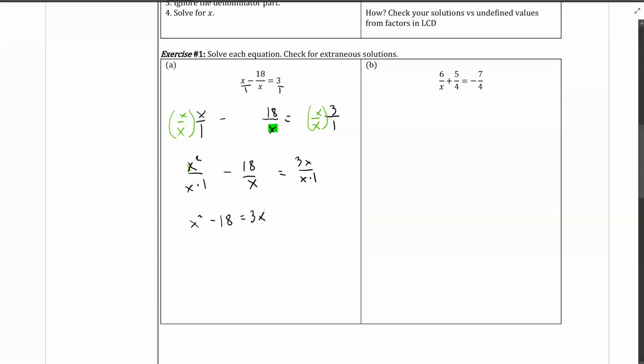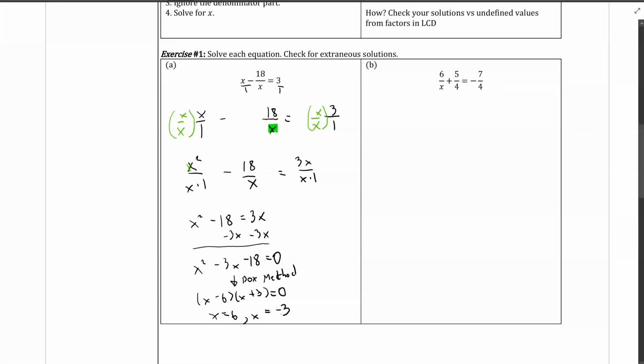At this point, by subtracting 3x from both sides, we have x squared minus 3x minus 18 equals 0. And now that we have a trinomial, we can use the box method. I'm going to skip the work for the box method, but we use it to factor this, which turns into x minus 6 and x plus 3 equals 0. And so this gives us x equals 6 and x equals negative 3.